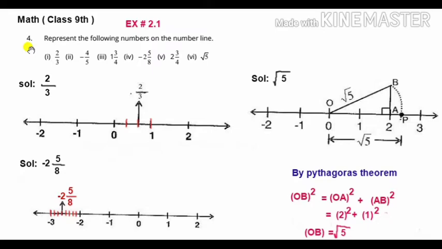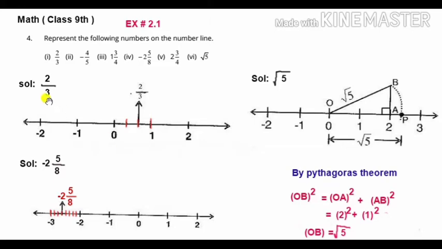Represent the following numbers on the number line. See first part, 2 by 3. Draw a number line. Mark the center point as 0. Positive integers are represented right to 0 and negative integers are represented left to 0.